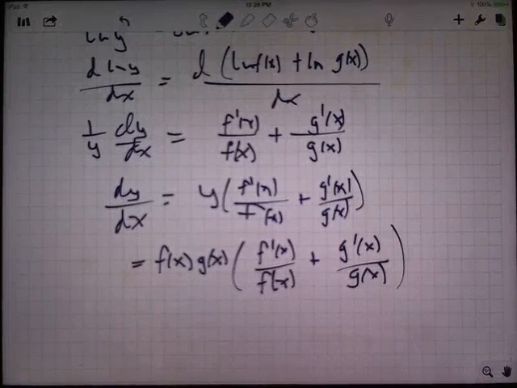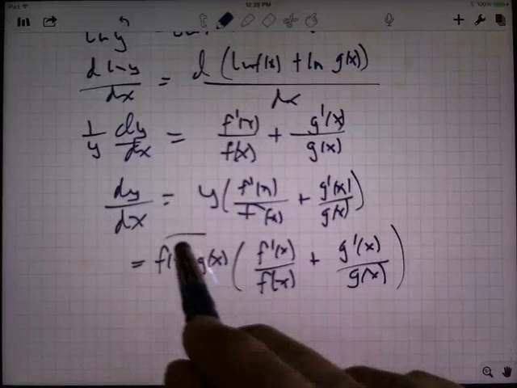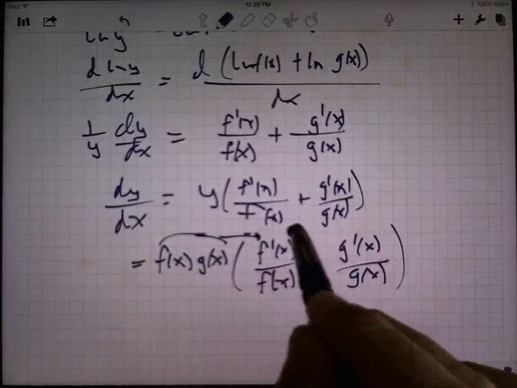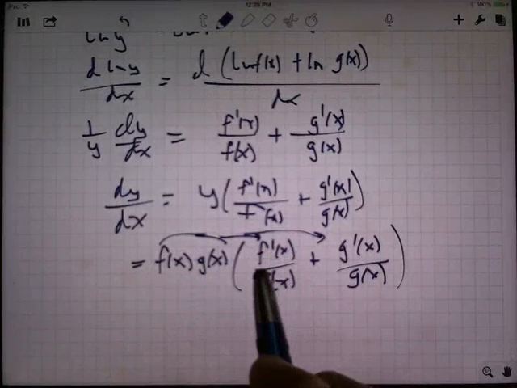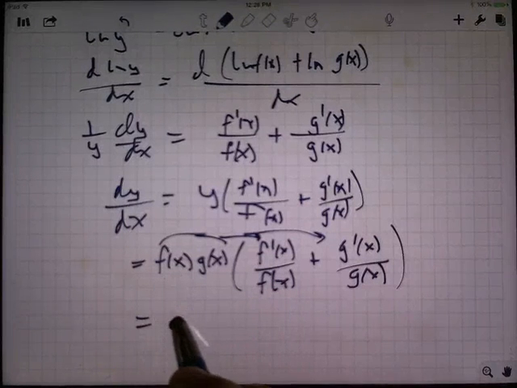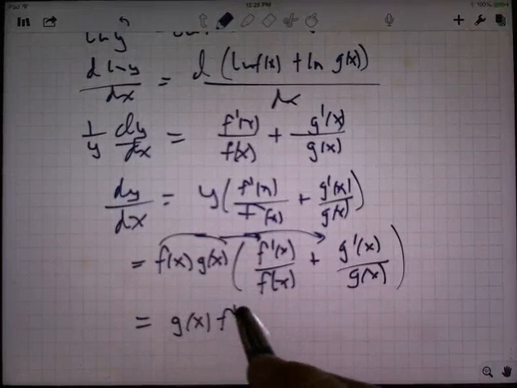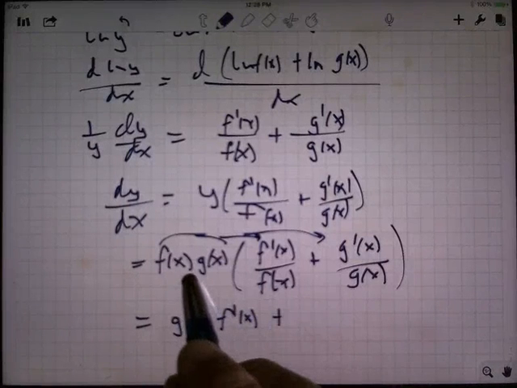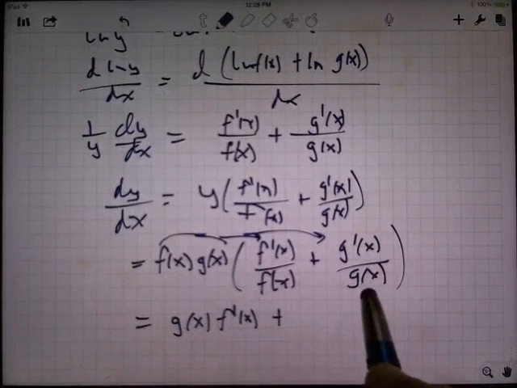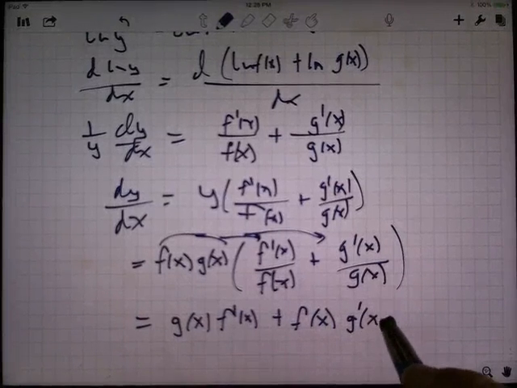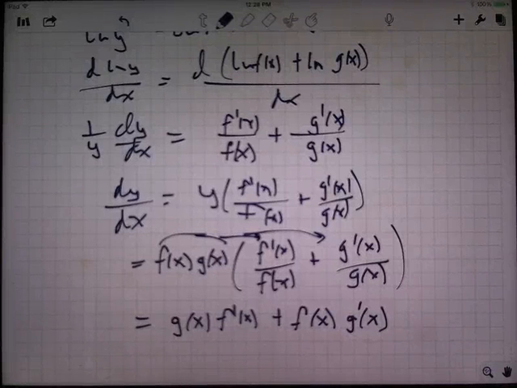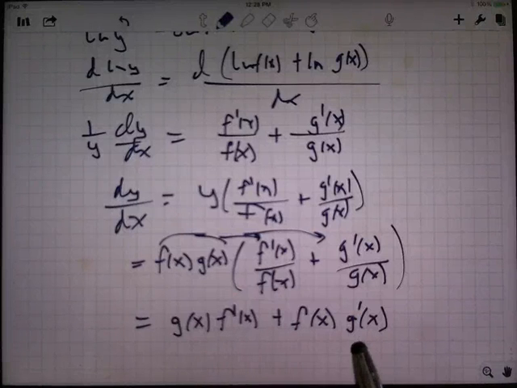And watch what happens. We've got a distributive property. I've got to take this stuff and multiply it by the first thing, and I've got to multiply it by the second thing. Well, when I multiply f times g times this fraction here, the f's cancel out, and I get g of x times f prime of x. When I multiply this times the second fraction, the g's cancel out, leaving f of x times g prime of x. And all of a sudden, I've got what looks like the product rule: first times the derivative of the second, plus the second times the derivative of the first. Now it's written in a different order, but addition is commutative, so that's okay.